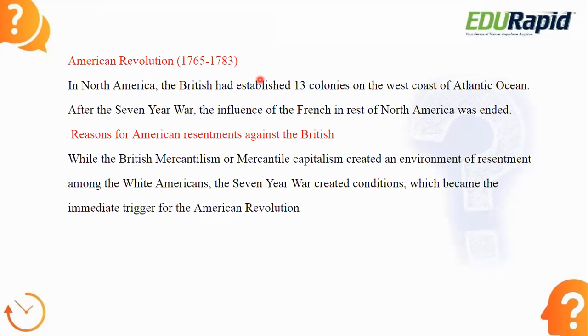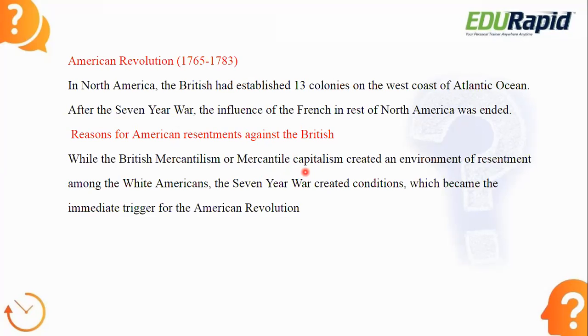Okay, so now we're going to study the reasons for American resentment against the British. The first reason is mercantile capitalism. This is the British mercantile capitalism, one of the systems that created an environment of resentment among the white Americans. And the 7-year war created the conditions which became the immediate trigger for the American Revolution.